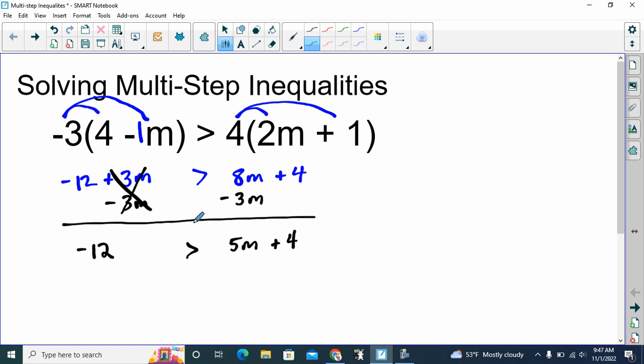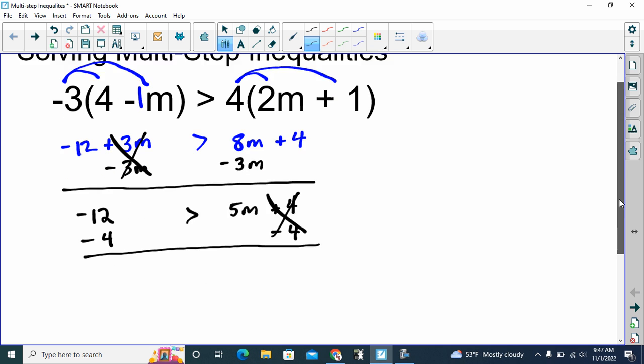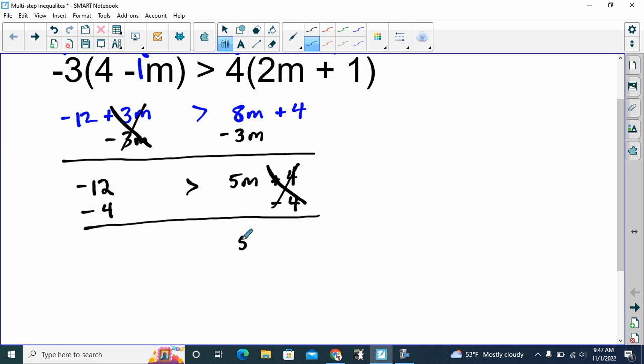Notice we did not flip our inequality. We did not multiply or divide anything, so we do not flip. Even though this is a negative number, remember we're subtracting. We do not flip when we subtract. And now we are down to a two-step inequality. Subtract 4 from both sides. These cancel. My 5m comes down. -12 minus 4 is -16. I subtracted on both sides. I do not flip the inequality.